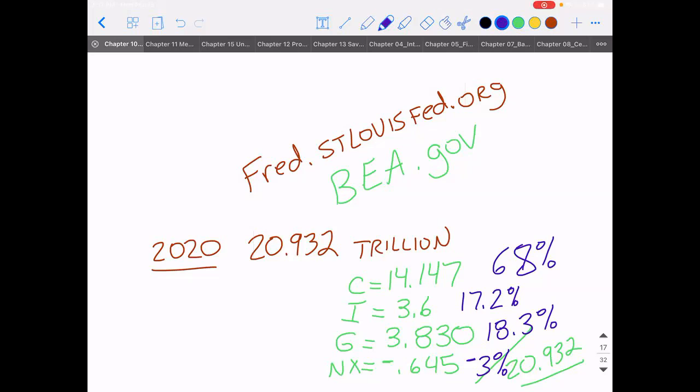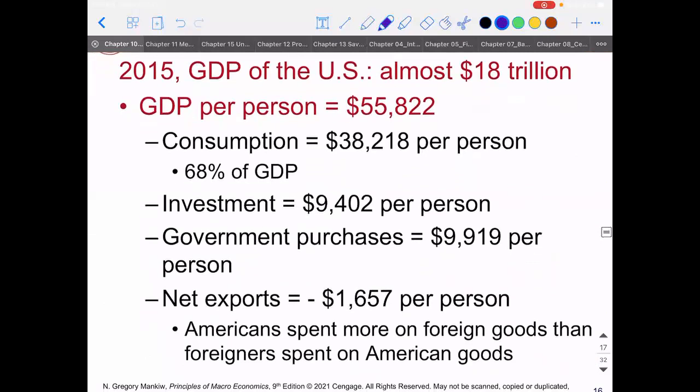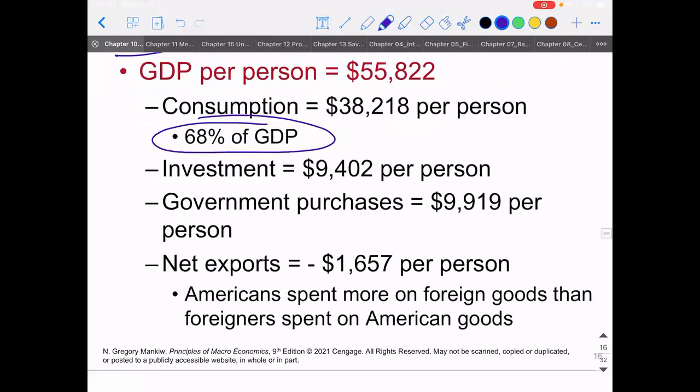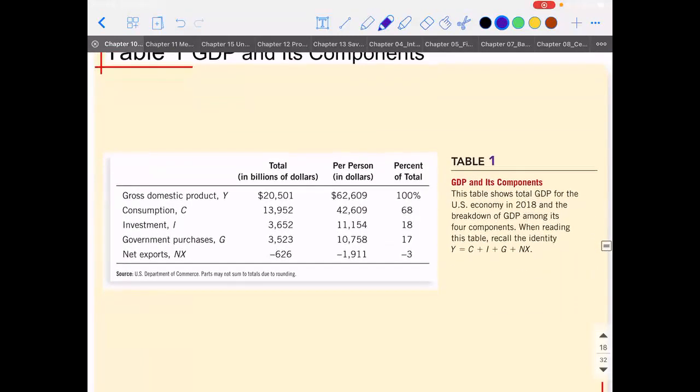This may add up to a little bit more, a little bit less than 100, but don't worry about that. It gives you a general scope of where everything is in this economy. And we could divide it out by person, and you can calculate these figures. But we can even see from 2015, that number hasn't changed very much.